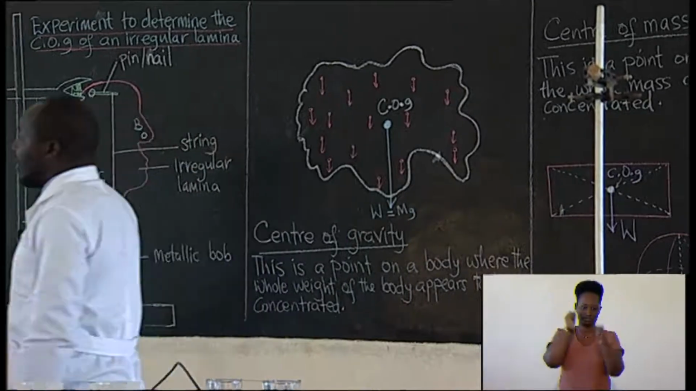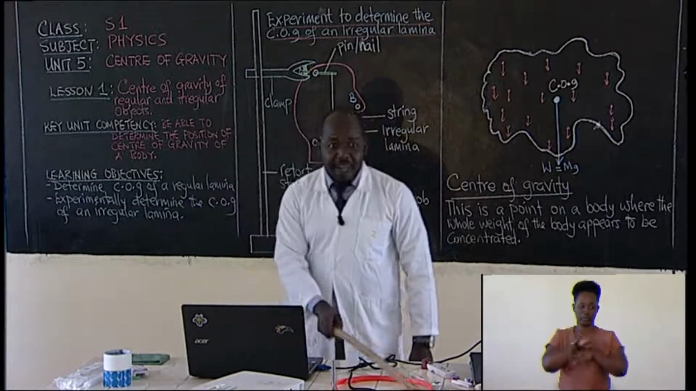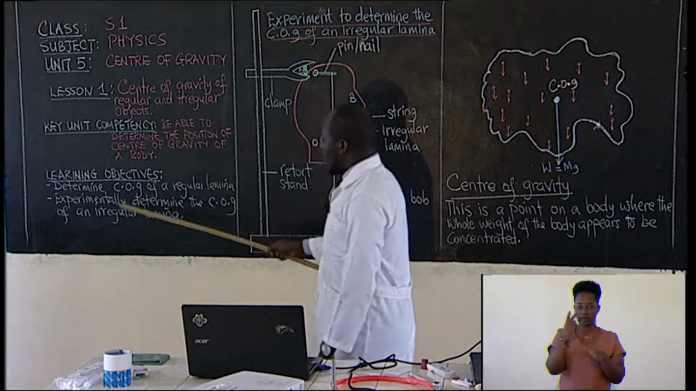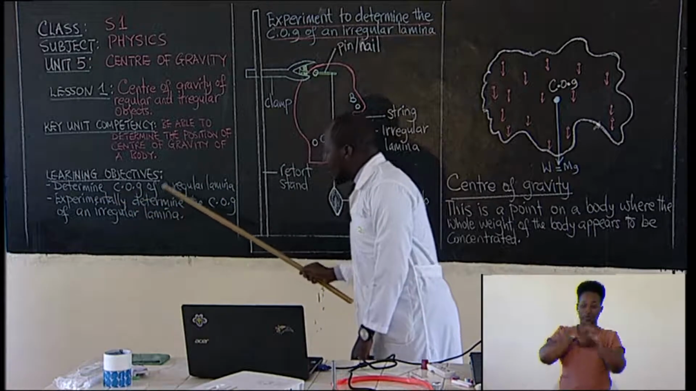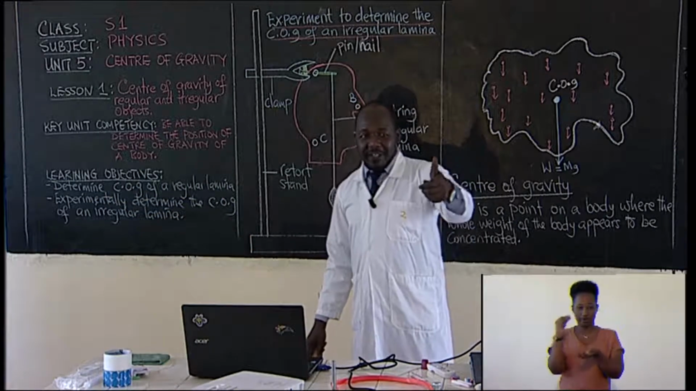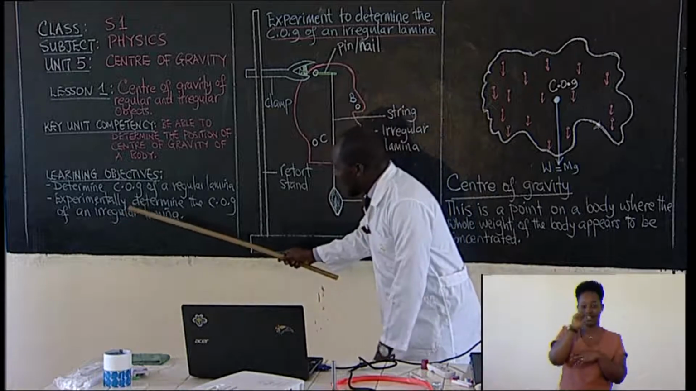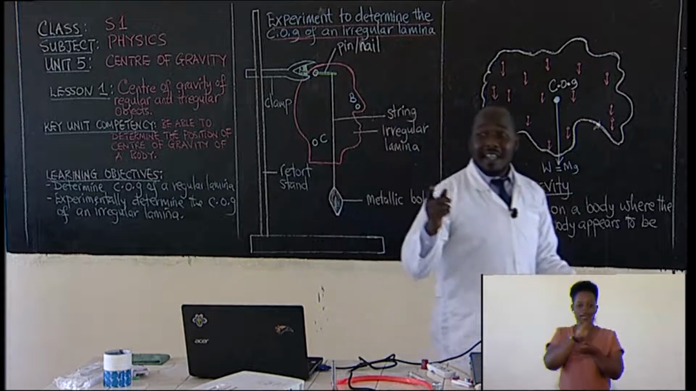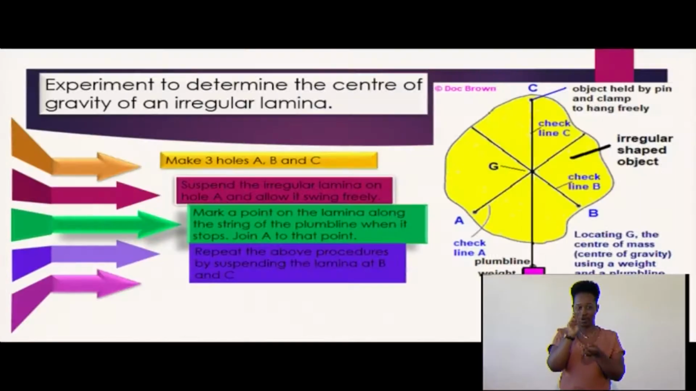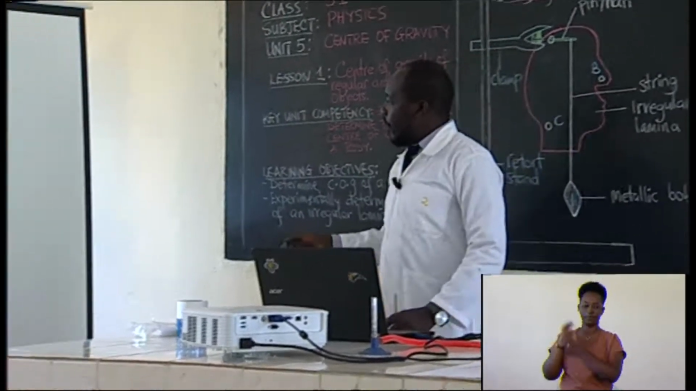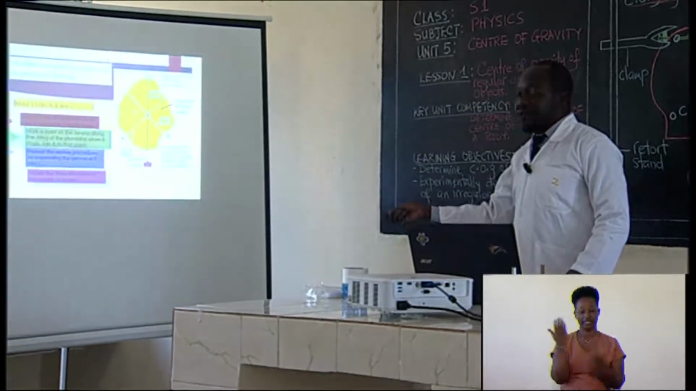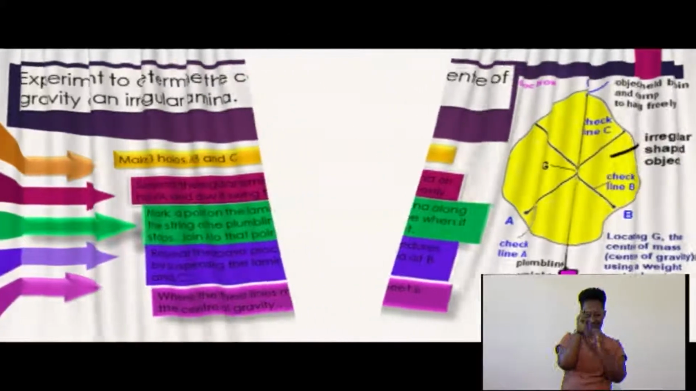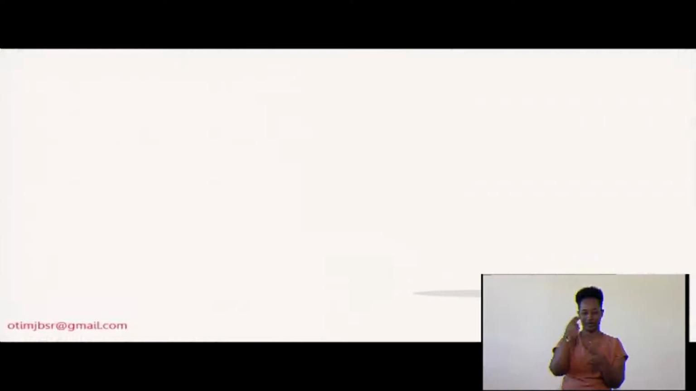Okay, so let's continue. We are done with that. Again, if you come to our learning objectives, have we been able to determine center of gravity of a regular lamina? Yes. Have we been able to experimentally determine the center of gravity of an irregular lamina? Yes, we have done that. And that's why we have this. Okay, let's move ahead. Where the three lines meet is the center of gravity. That one we have talked about. No problem. Okay.